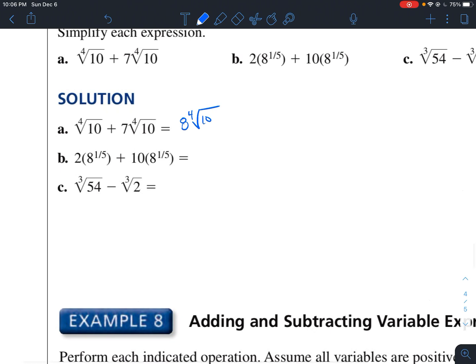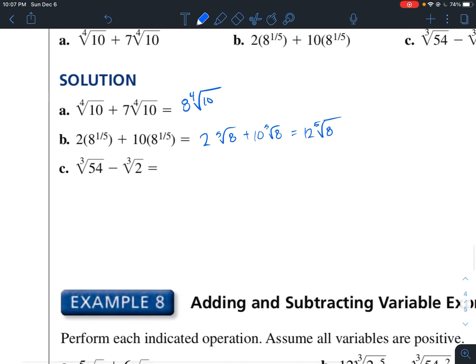So for b, you see that this is 2 times 8 to the 1/5 power, or we could say this is 2 times the 5th root of 8, plus 10 times the 5th root of 8. So this is equal to 12 times the 5th root of 8. Here I have 2 5th root of 8s, and here I have 10 5th root of 8s, so that's equal to 12 5th root of 8s. I'm just treating these as variables.